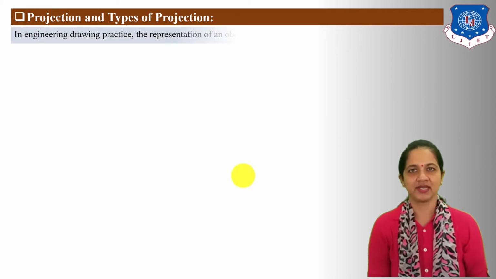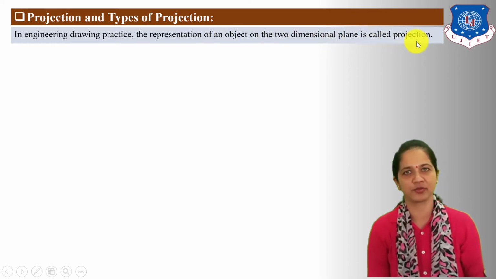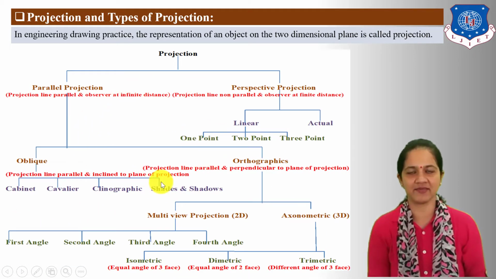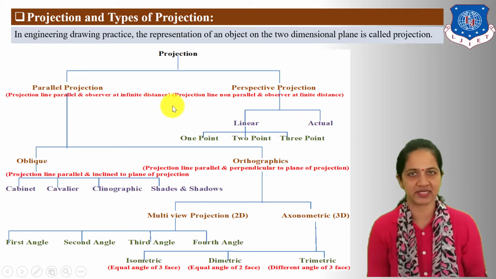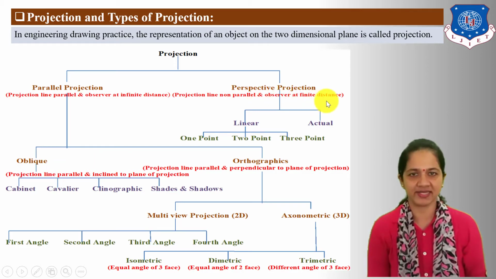What is projection? In engineering drawing practice, the representation of an object on the two-dimensional plane is called projection. Here, types of projections are given. There are two types of projection, parallel projection and perspective projection. In parallel projection, projection lines are parallel to each other and observer is at infinite distance. In perspective projection, projection lines are non-parallel and observer is at finite distance.